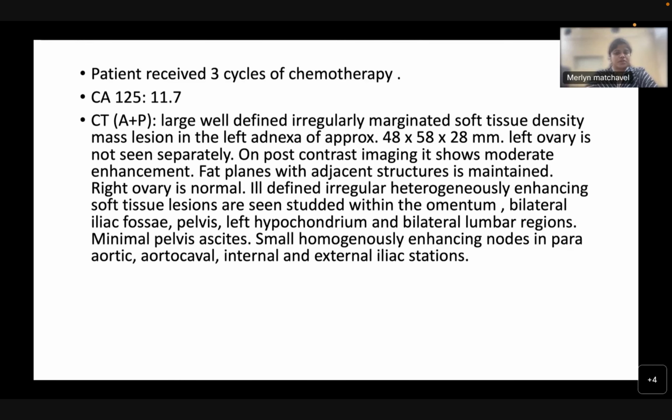So, Merlyn, I just want to know. The patient is planned for surgery at this point, is it so? Yes, ma'am, she's planned for surgery. And the findings that you told us are the findings recorded in the case record, right? What you presented as 10 into 10 and all that. Yes, ma'am.